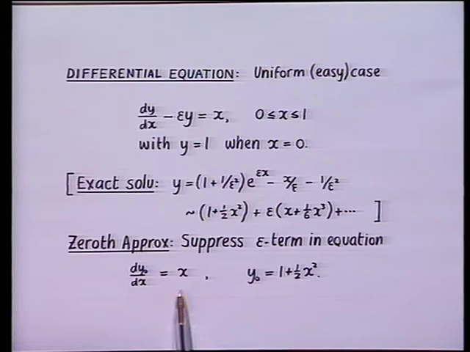Trivially, the solution is y naught equals a half x squared plus a constant, and to get the right starting condition, the constant has to be 1. So there's our first approximation. We can, of course, improve this by trying asymptotic approximation where we have an order 1 term, an order epsilon term, an order epsilon squared term, and so on. So let's see how that would go through.